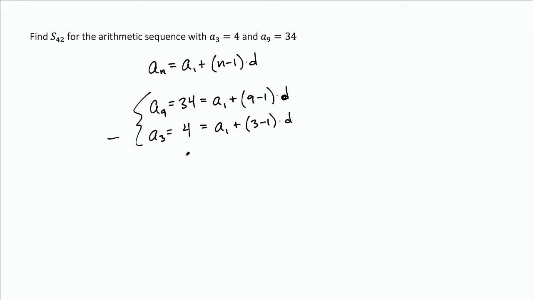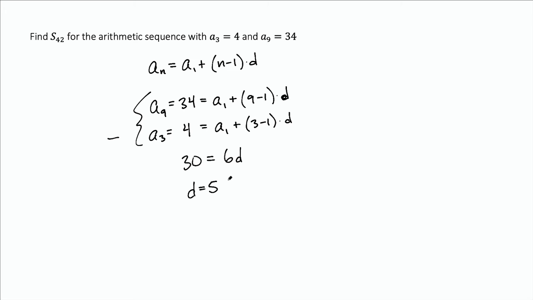Subtract, so 34 minus 4 is 30. And then the a1 terms will cancel. And here we have 8d minus 2d, which is 6d. So that tells us our common difference is 5.